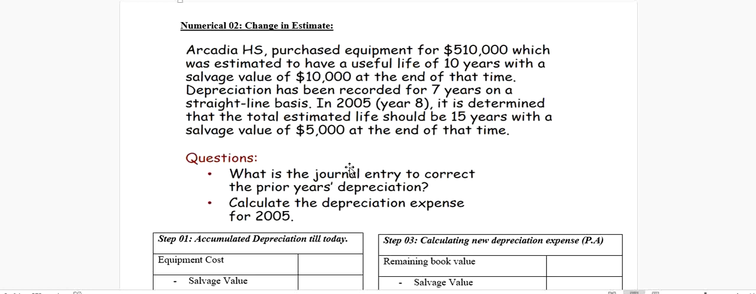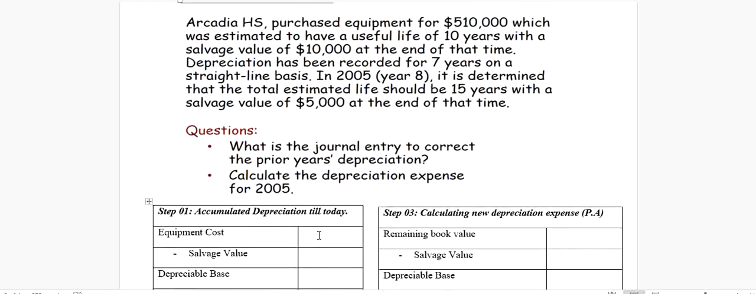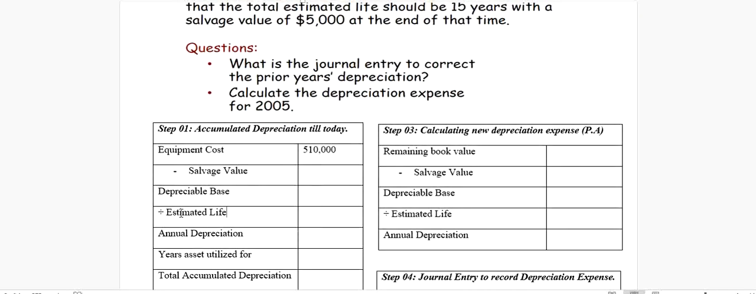Now, the company that we have is Arcadia. HS purchased equipment worth $510,000, which was estimated to have a useful life of 10 years. So my cost of asset is $510,000. I just want to shift the data before I start solving it. $510,000 is the cost of asset that I have, which was estimated to have a useful life of 10 years. That's the estimated life, or the useful life, 10 years.